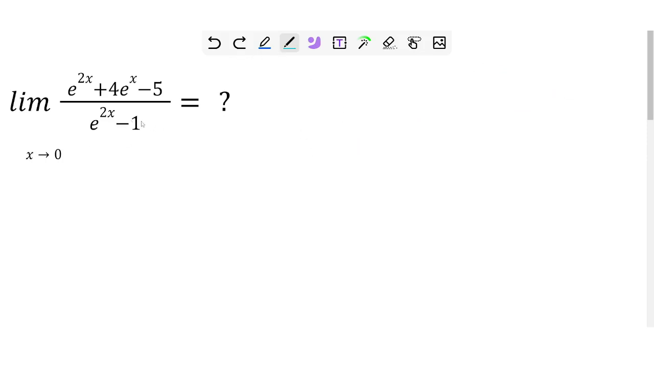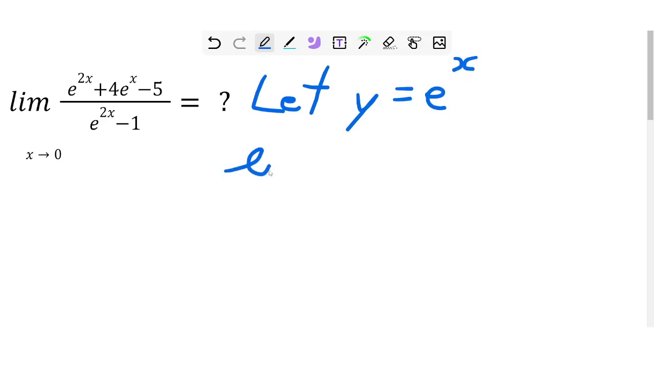We can see that we have plenty of e's and x's all over this equation, and it's all very clustered and difficult to visualize. So we're going to let y be equal to e to the x. And this y is going to have the same exact limit as e to the x when x approaches 0, and that is going to be 1.